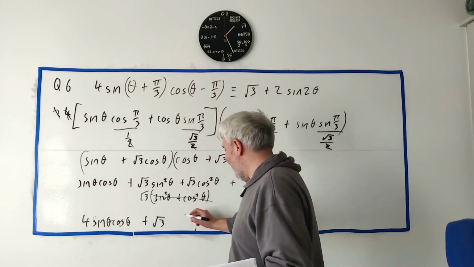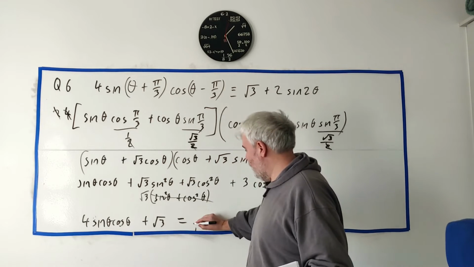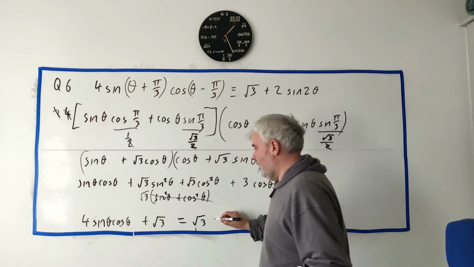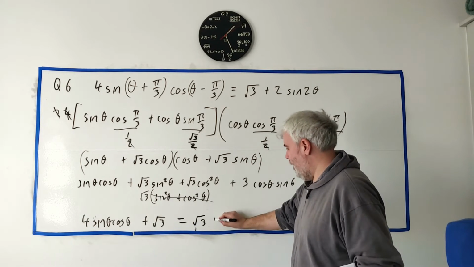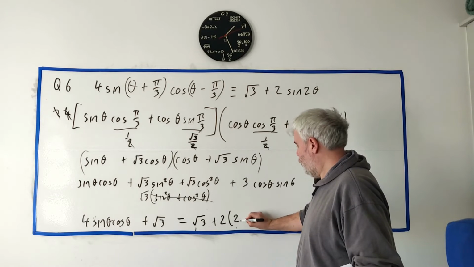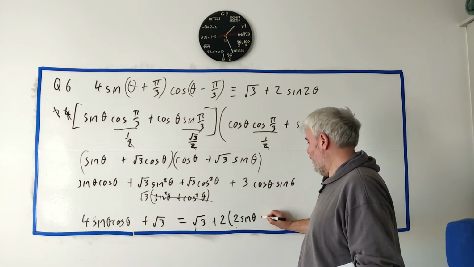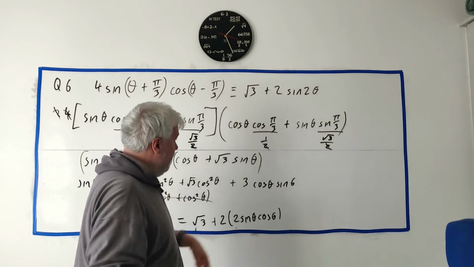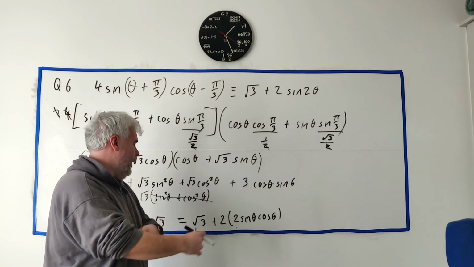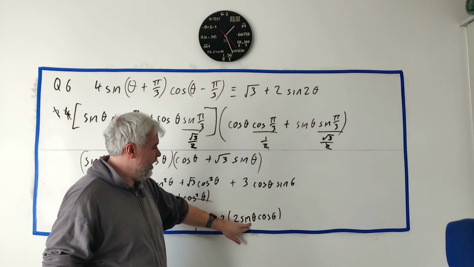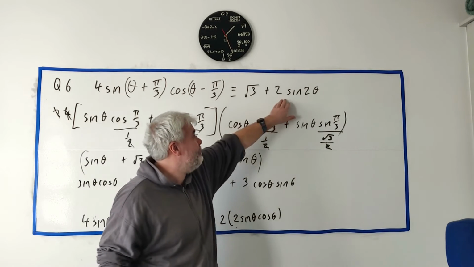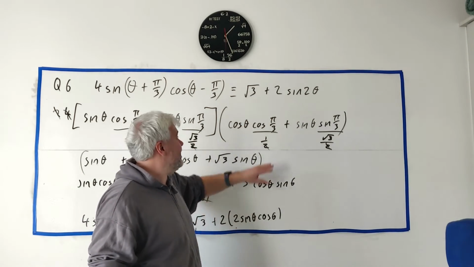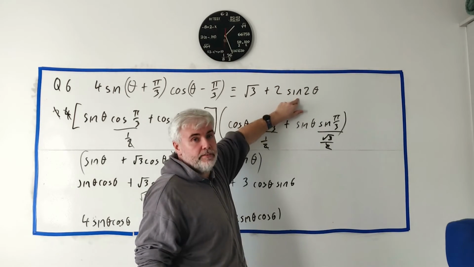Okay, I hope that was clear. Let me rewrite this. Square root of 3, put it first, instead of this guy. Let me write it like this: plus 2 times sine theta cosine theta. And from those tables that were up a moment ago, 2 times sine theta cosine theta is the same as sine 2 theta.